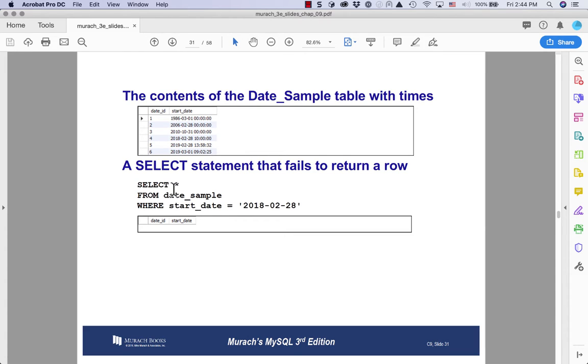Here we're saying that we want to select all the rows from the date sample table where the start date is equal to 2018-02-28, and you would expect to get row 2, row 4, row 5, and what do you get? You get nothing. Why is that? Because you have a date time field on your hands, and since you didn't specify anything with regard to the time, it's not going to match. I think that's very disappointing, but that's the way it works.